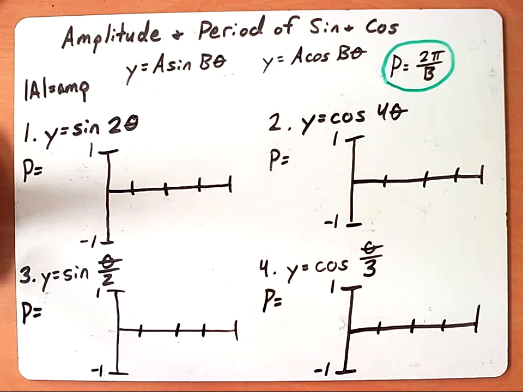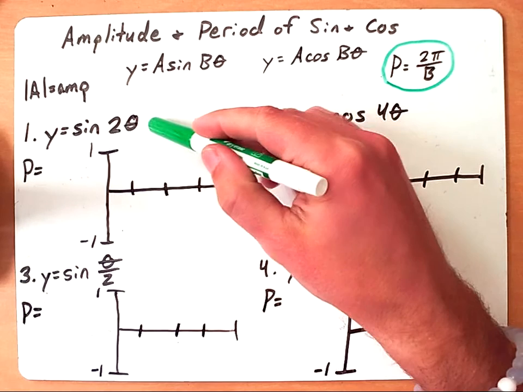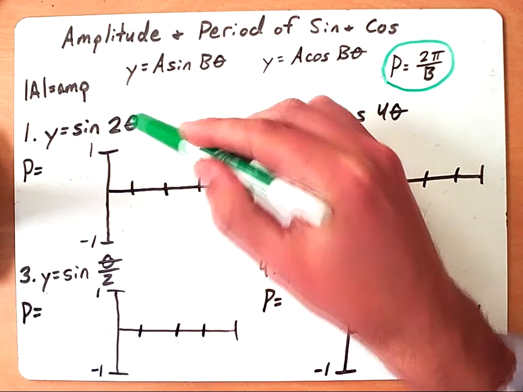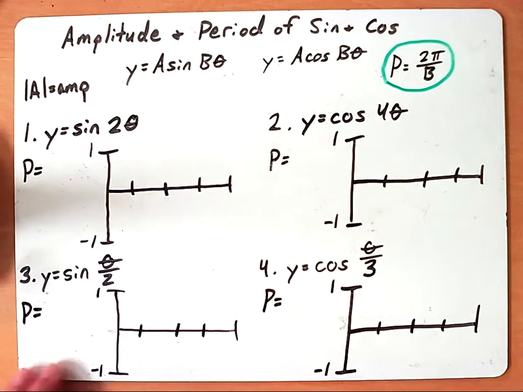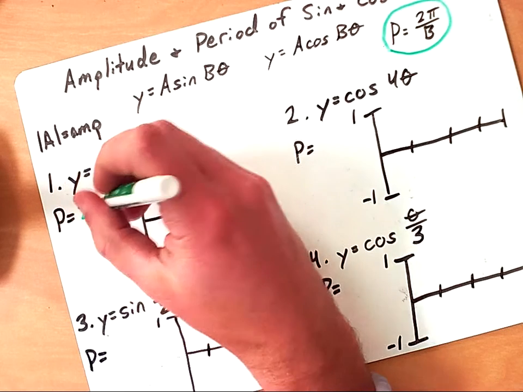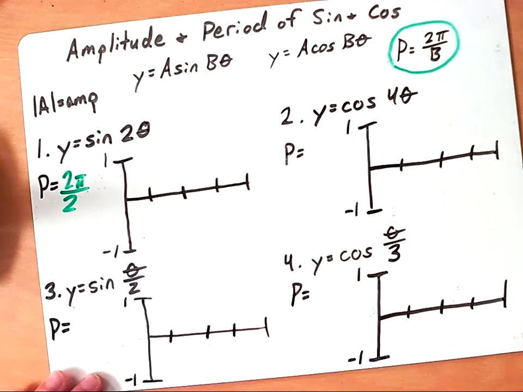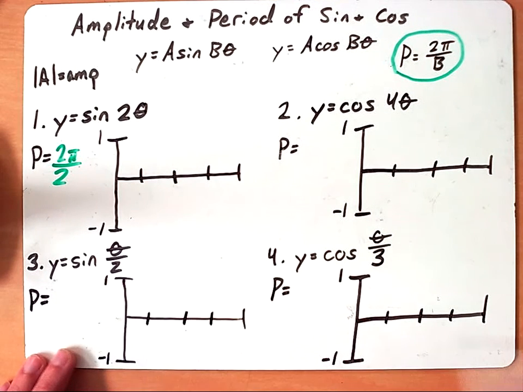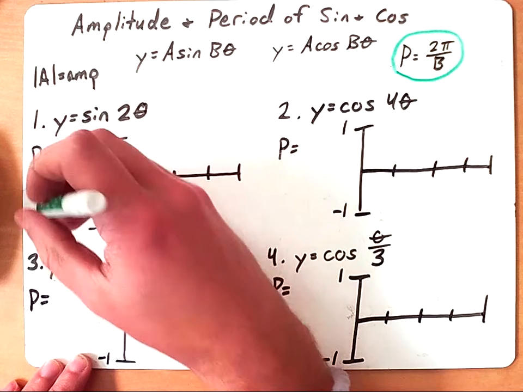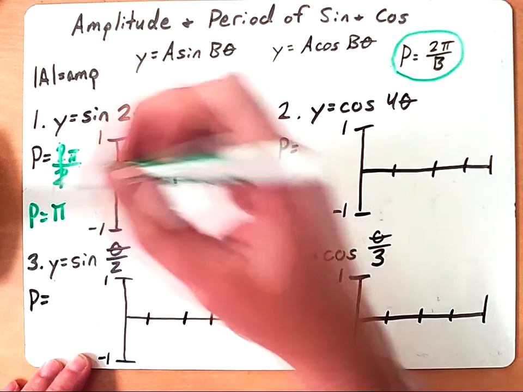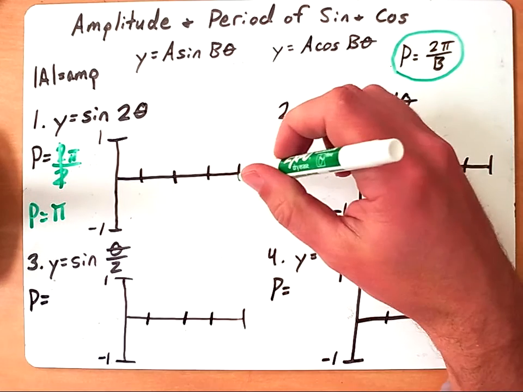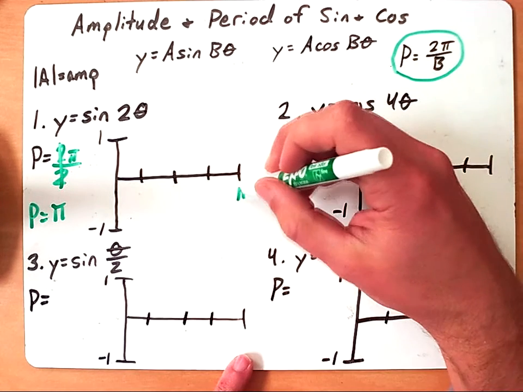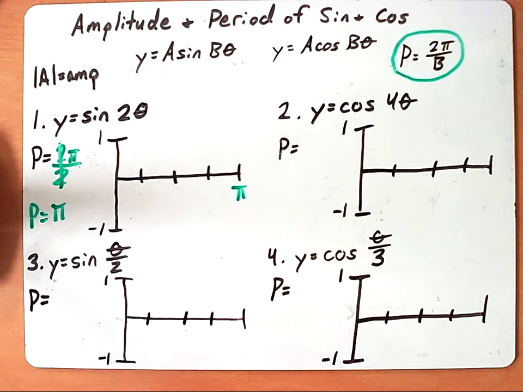So let's get started. If we look at number 1, we have y equals the sine of 2 theta. Okay, so b, the coefficient of theta, in this case is 2. So my period is going to equal 2 pi over 2. All right, so that means that the 2's are going to cancel out, and my period is simply going to be pi. All right, so if we wanted to graph this, I'm going to come to the end of my graph here on the x-axis, and I'm going to label it pi because that's going to be my period. I'm just going to graph one period for each of these.